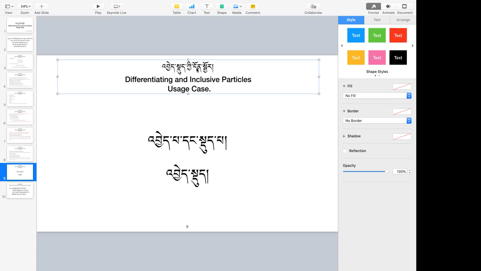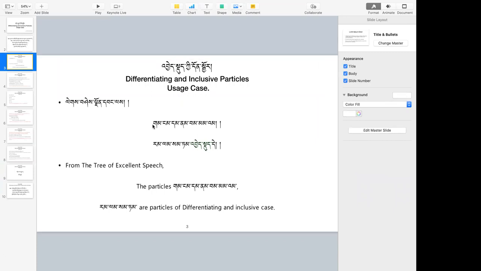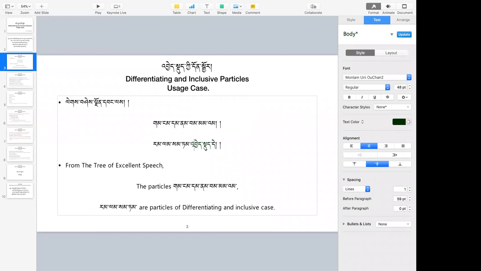So the two direct usage cases are chebatang, duba, chedu. And that is the reason why we are going to revisit here. This particular line, the entire line, if we see from here to this, gives us the introduction to the particles of the differentiating and inclusive case. But if we pay attention to these two words here, we also understand that this tells us the usage case of the particular particle. So let me first recite this.